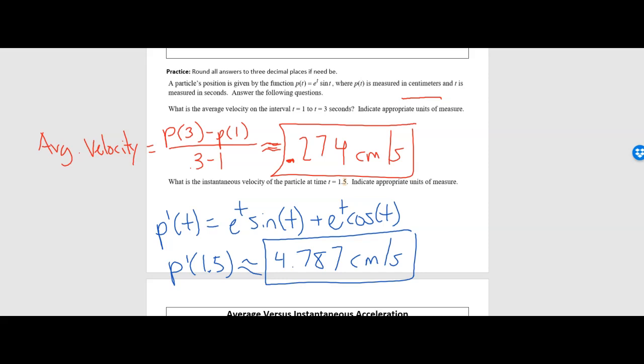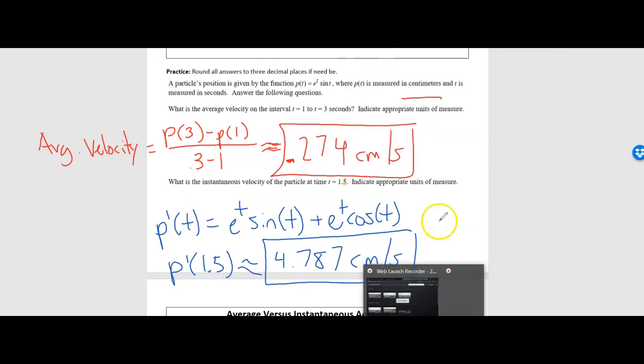So we have to know what's going on elsewhere. Maybe the particle is stopped, maybe the velocity is negative at other times, but at this point, the instantaneous velocity is 4.787 centimeters per second.